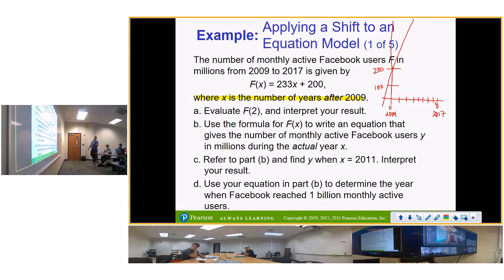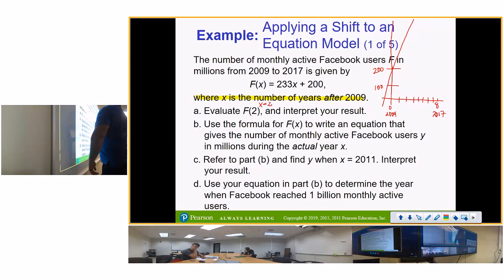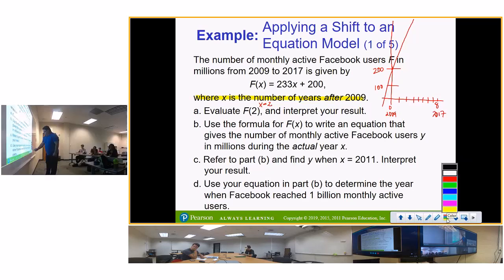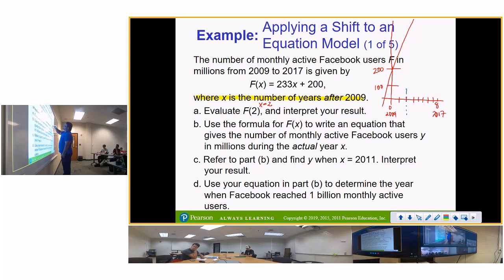Evaluate f of 2. So f of 2, this right here is the same thing as saying x is equal to what? If x is equal to 2, that is a vertical line. If x is equal to a number, it's parallel to the what axis? The y-axis. You plot the 2, and it's a vertical line. So they're wanting that point right there.